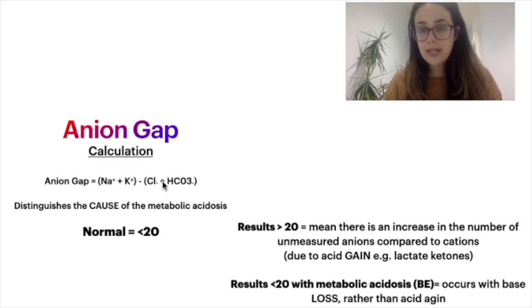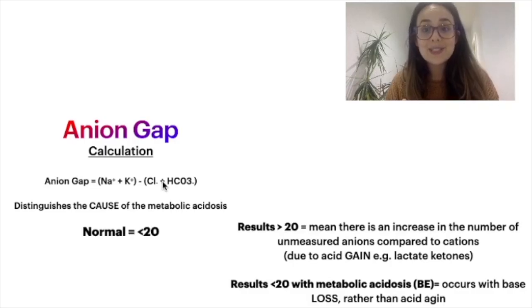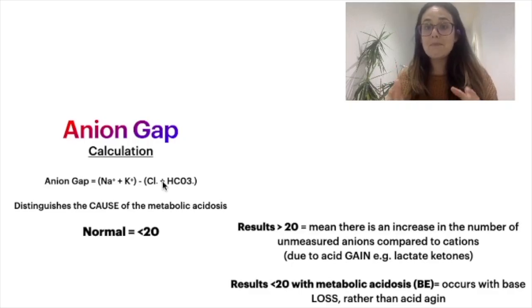When you get a patient and their reading is more than 20, it means there is an increase in the number of the unmeasured anions compared to those cations. Okay, so we already know there's a gap because we just simply can't measure all the anions like we can cations. So it's normal to have a gap. But when we've got a result above 20, the gaps are bigger, and that's abnormal.